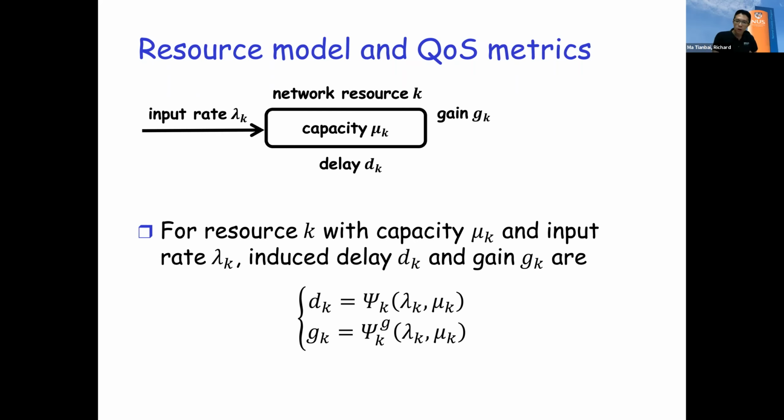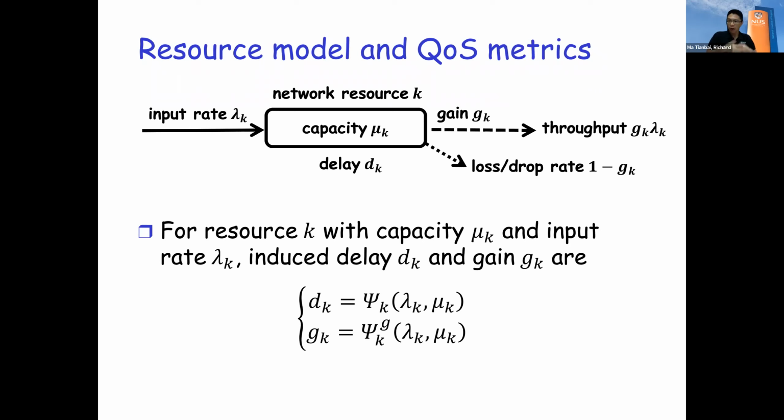The gain factor actually captures the percentage of packets that went through this resource. Correspondingly, the so-called loss rate or drop rate is simply 1 minus g_k. And we can simply calculate the throughput as the gain multiplied by the input rate. So this is our fundamental building block for network resources.